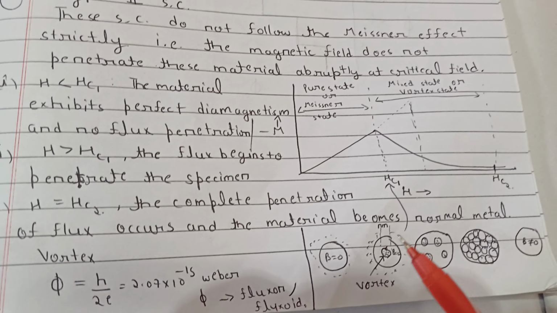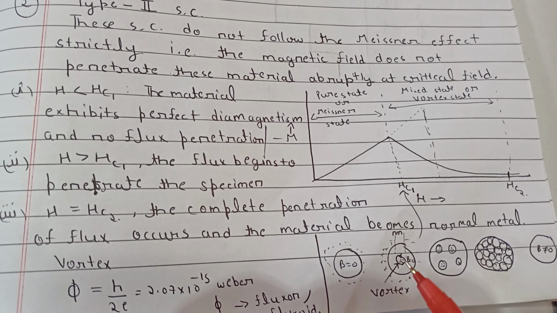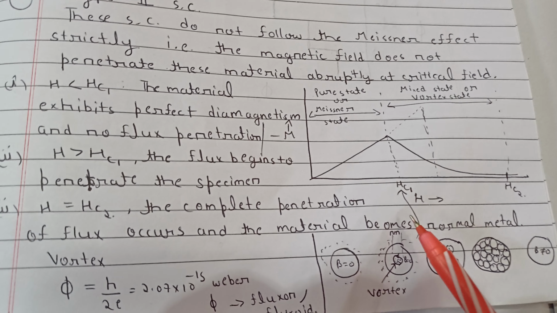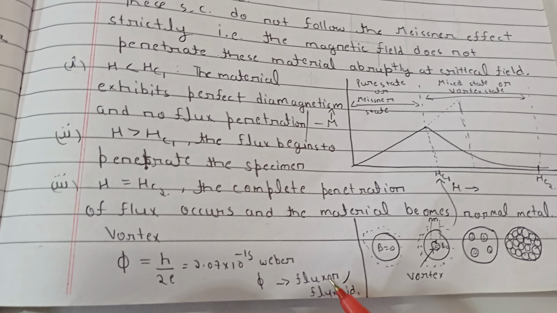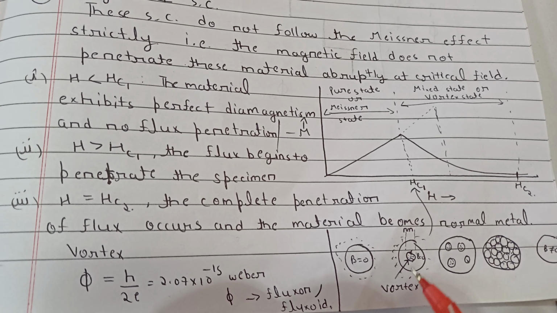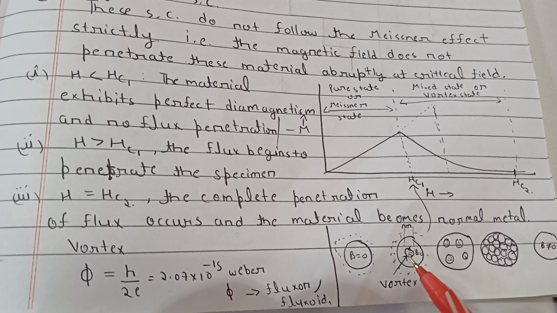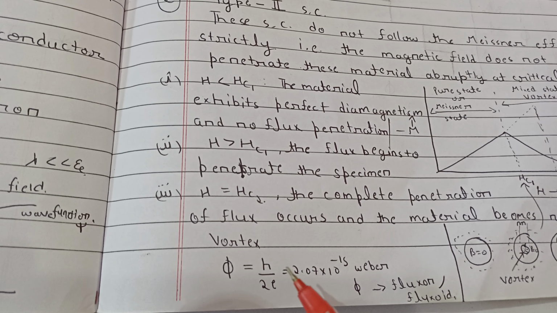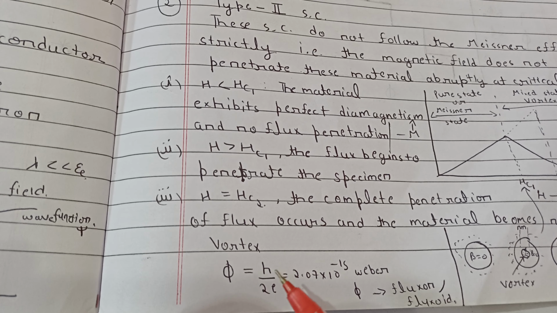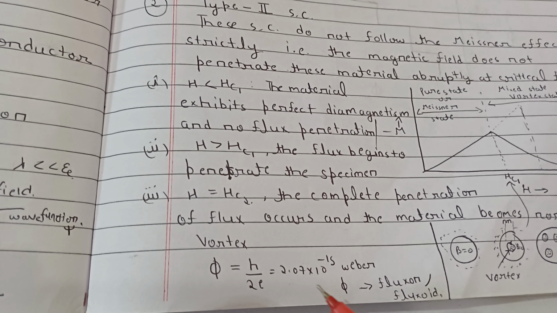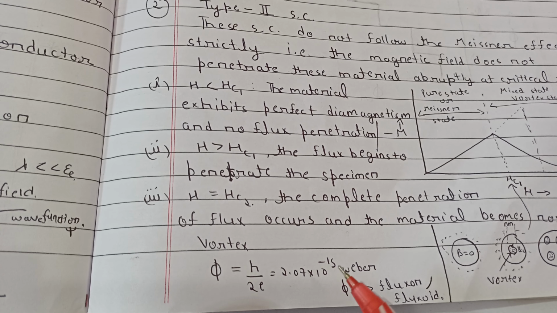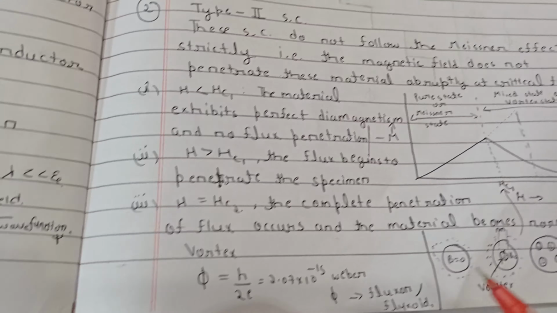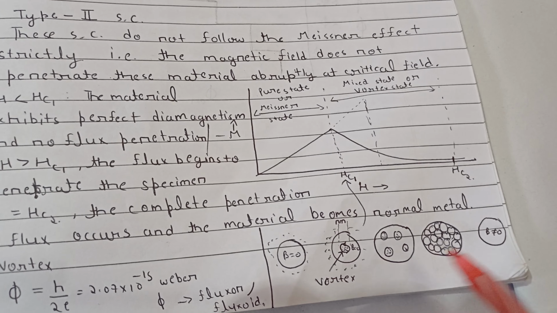Okay, so this flux which came in at the point of SC1 is called a fluxon. The flux at SC1 will be called the fluxon, also called fluxoid, and its value is phi equal to h by 2e. Here h is Planck's constant, e is the charge on the electron, and its value is 2.07 into 10 to the minus 15 Weber. We measure flux in Weber, that's why. Okay, hope it is understood.